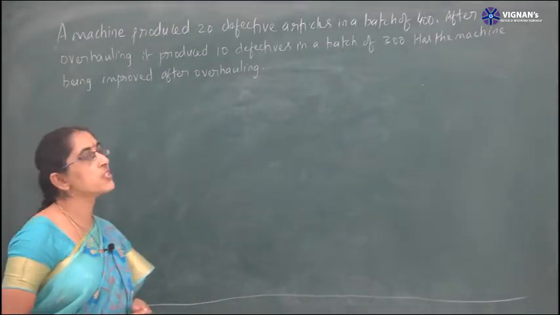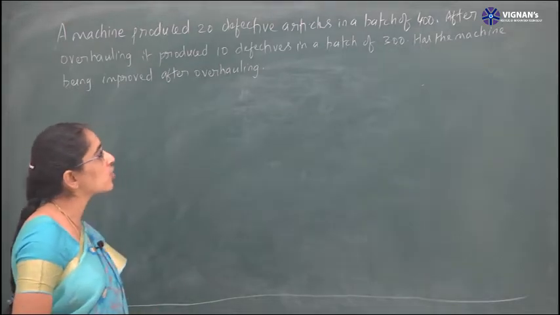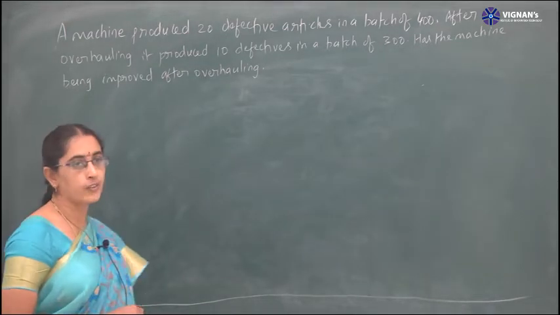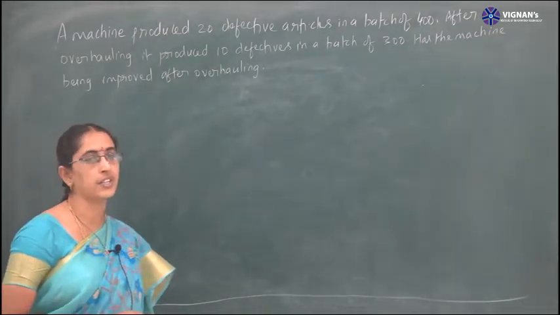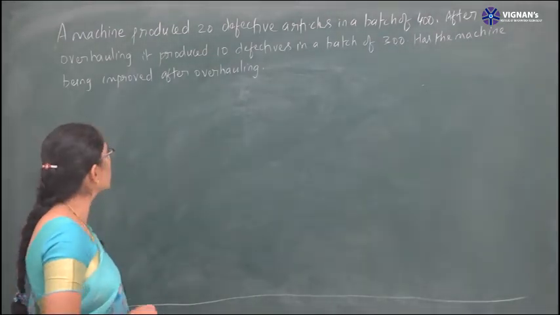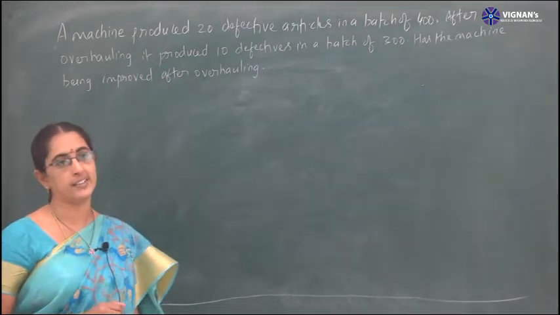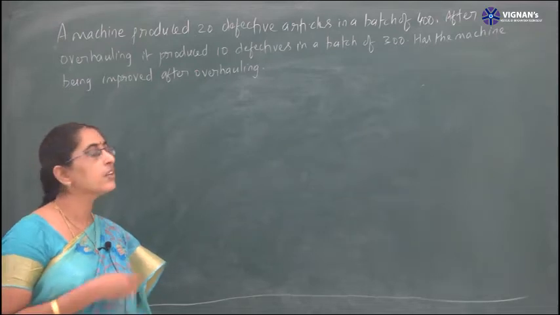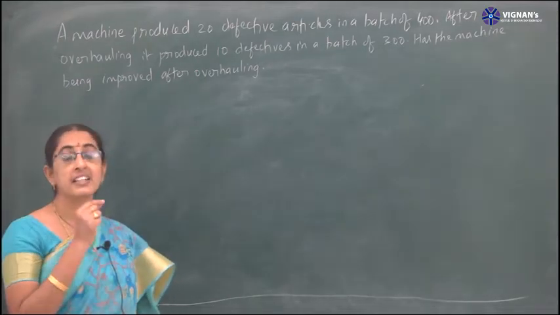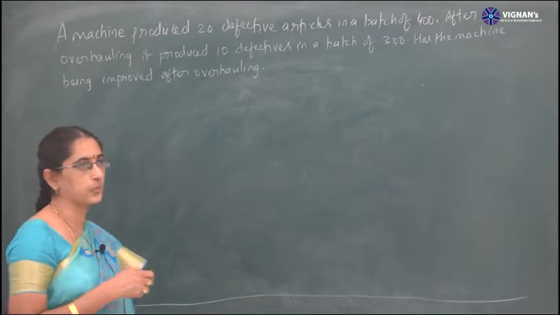A machine produced 20 defective articles in a batch of 400. After overhauling the machine, it produced 10 defectives in a batch of 300. Has the machine been improved after overhauling? Overhauling means here the maintenance of the machine. So first we have to define capital P1 and capital P2.